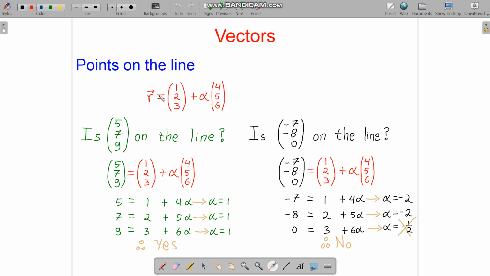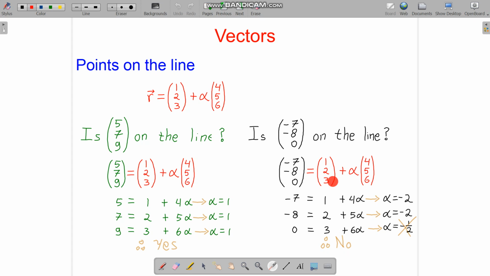To check whether a point is on the line or not, let's say we have this line vector equation. Is (5, 7, 9) on the line? Well, you just try. If (5, 7, 9) is on the line, then there must be some value of the parameter alpha that satisfies this equation. So here 5 equals 1 plus 4 lambda, 7 equals 2 plus 5 lambda, and 9 equals 3 plus 6 lambda for the components. And for all the equations here, the lambda value, the alpha value is 1. So yes, the point is on the line.